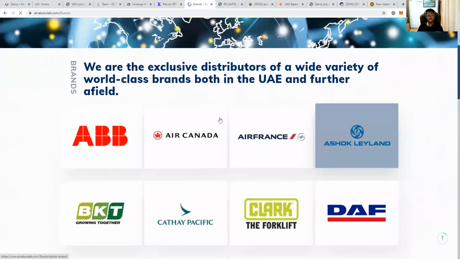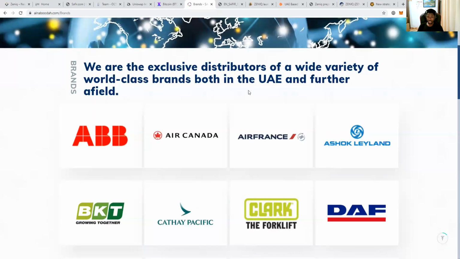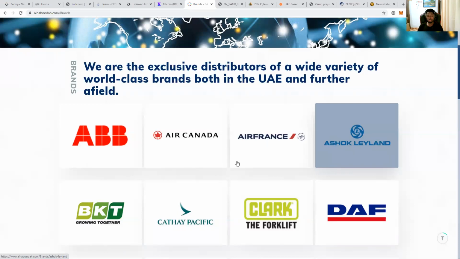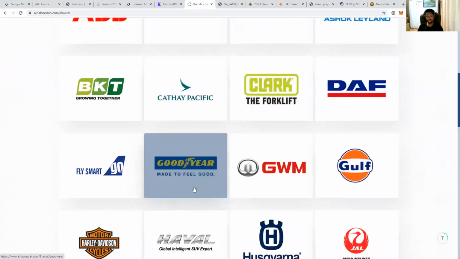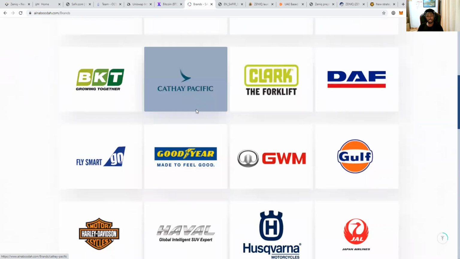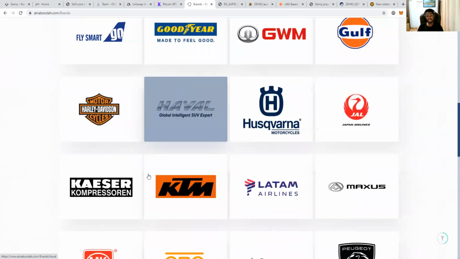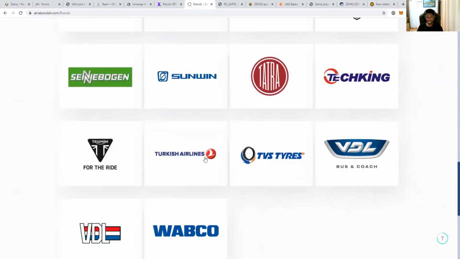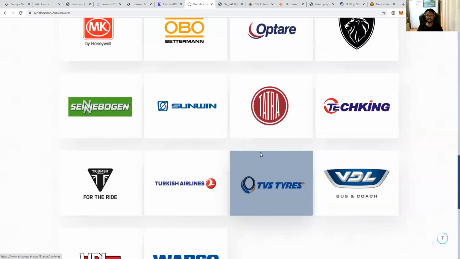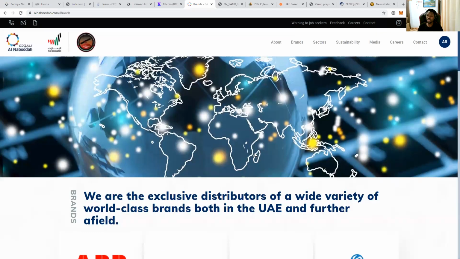So when you come down, you get to see the brands that are affiliated to Al Nabuda, such as ABB, Air Canada, Air France. You come down, you see Ashok Leyland, a whole lot of them. You see Goodyear, which is a known brand for those who are much exposed to automobiles. You see Cathay Pacific, Kaiser, Peugeot, Turkish Airlines, just to name a few. There are a lot of brands that are affiliated or associated with Al Nabuda, and Al Nabuda happens to be a partner with Zeniq.